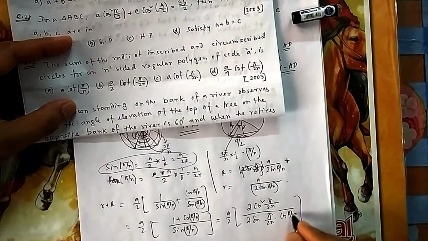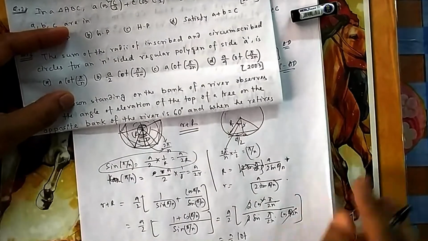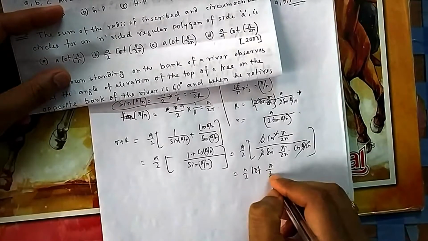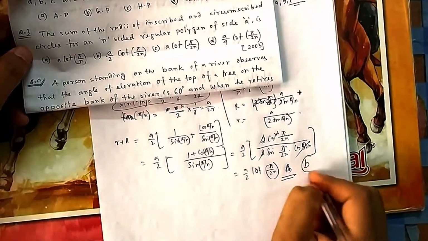So now this and this cancel, the 2 gets cancelled, so A by 2 will be equal to cot, cos by sin is cot, and finally you will get cot pi by 2n. That is your option B, I think.